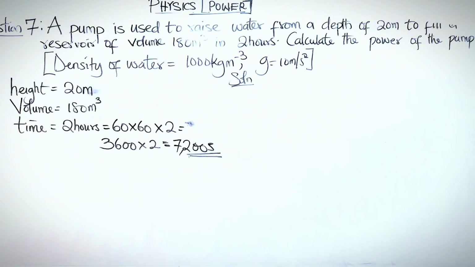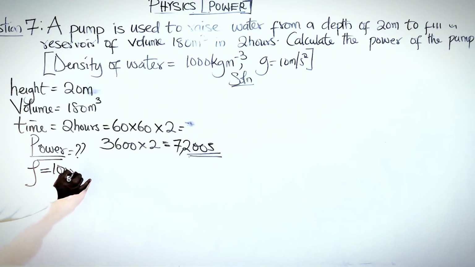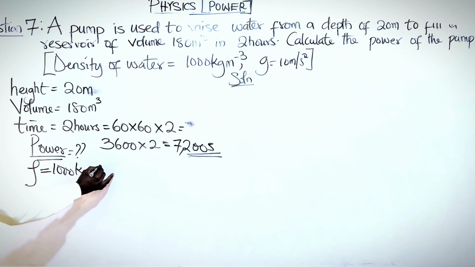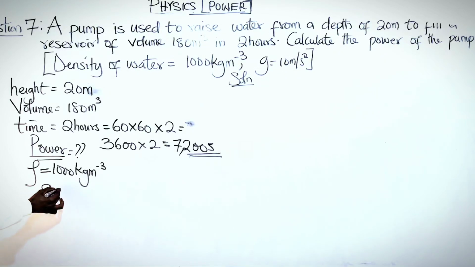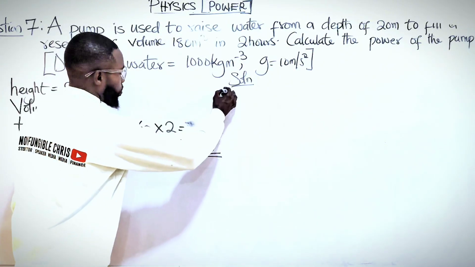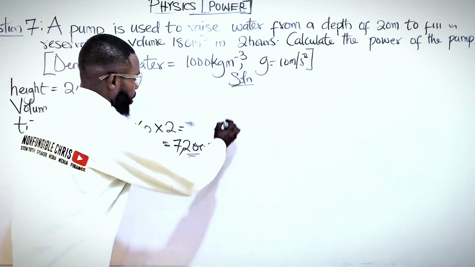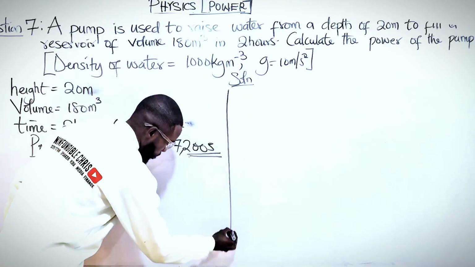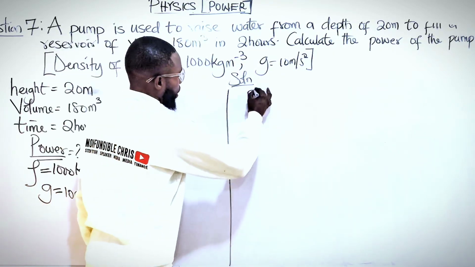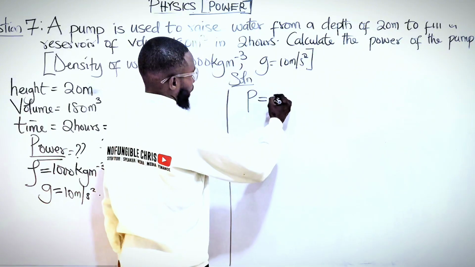Let's continue. Calculate the power of the pump. We're looking for the power of the pump if the density of water is 1,000 kilogram per meter cube and acceleration due to gravity is 10 meters per second square. So how do we solve this? Since we are looking for power, it's not hard.